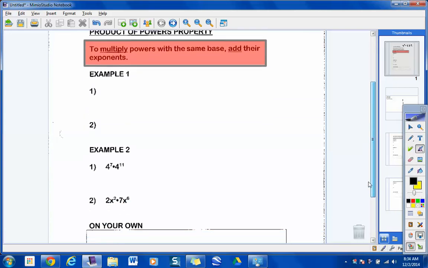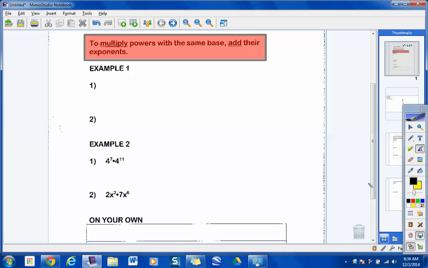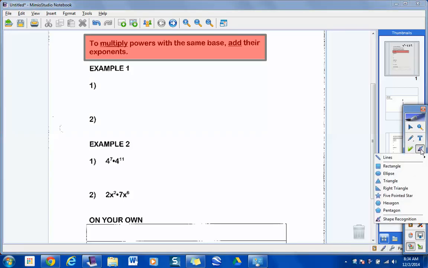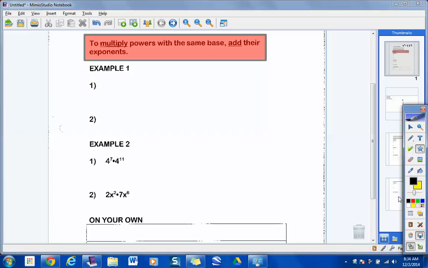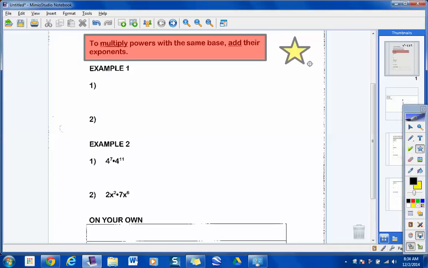Put an asterisk next to it. Is a star okay, Mr. Slater? Yes. Nice, pretty Christmas star. It is pretty. My mom has that exact same type of star.